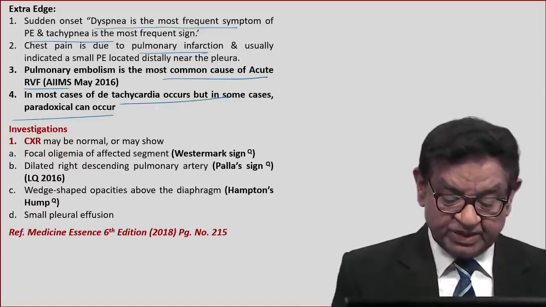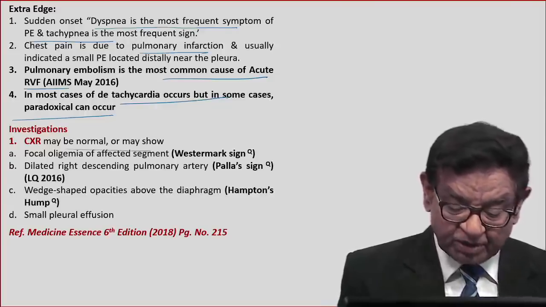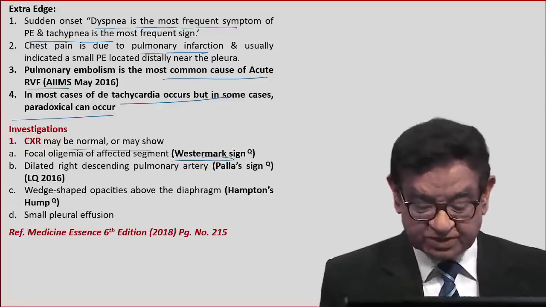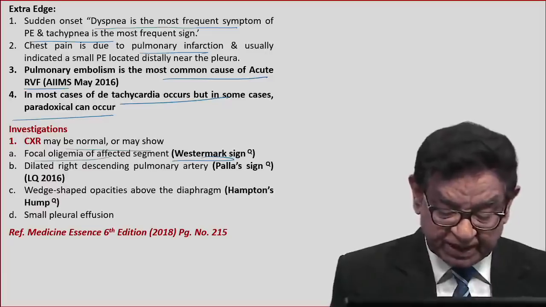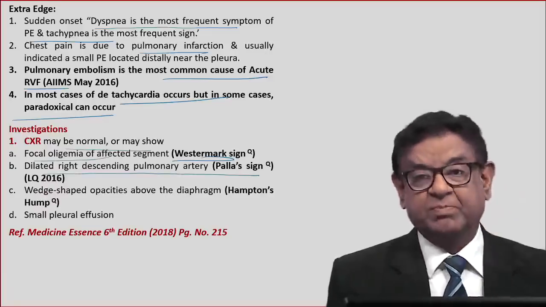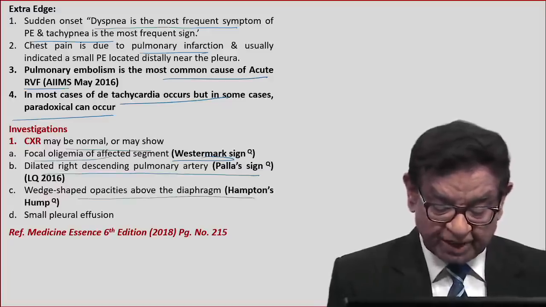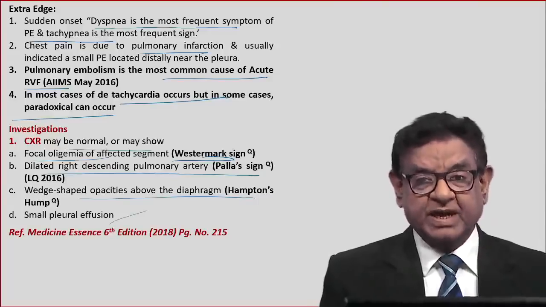Okay. Now what investigations do we have? Chest X-ray may be normal, or it may show Westermarck sign, a very frequently asked question, that is focal oligemia. We may also have a dilated right descending pulmonary artery, the so-called Palla sign, wedge shaped opacity over the diaphragm, the so-called Hampton hump, or sometimes a small pleural effusion can be there.